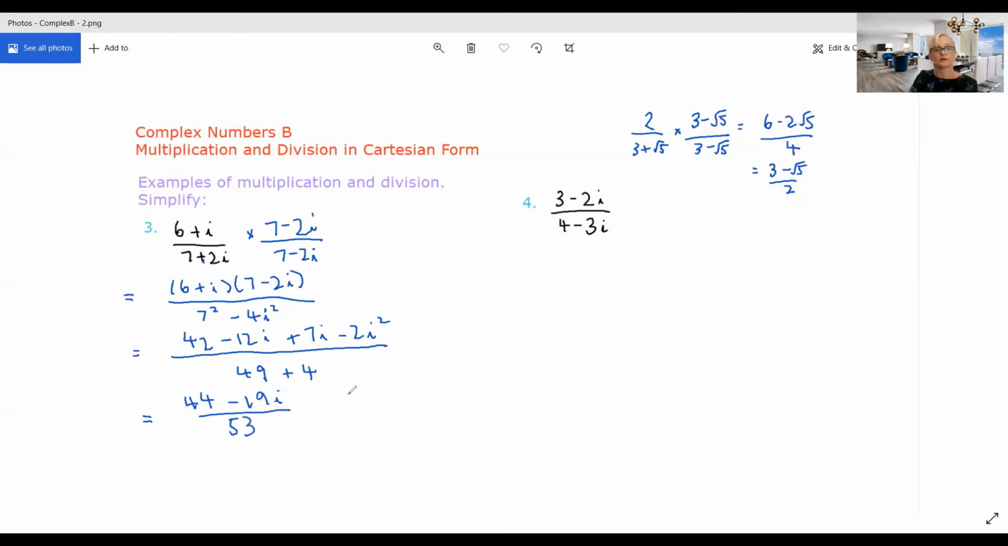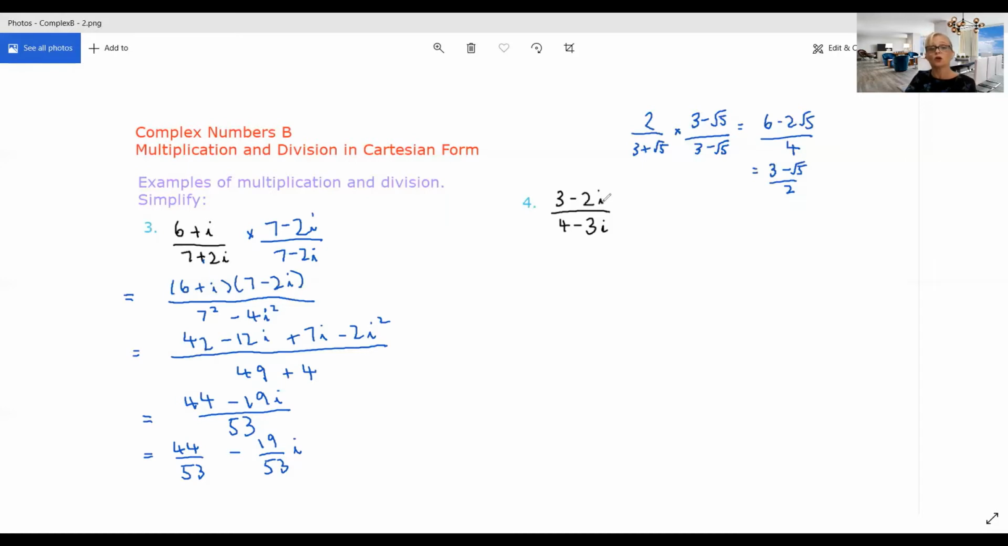And clearly nothing's going to simplify there. You can split it up like that if you want to, but it's not necessary. It's perfectly fine to leave it like that.